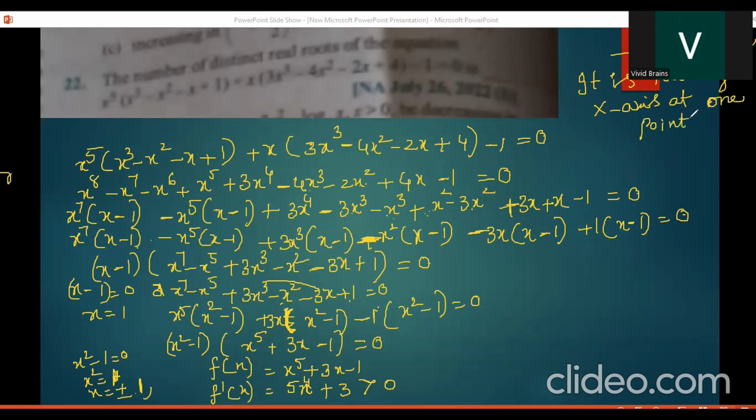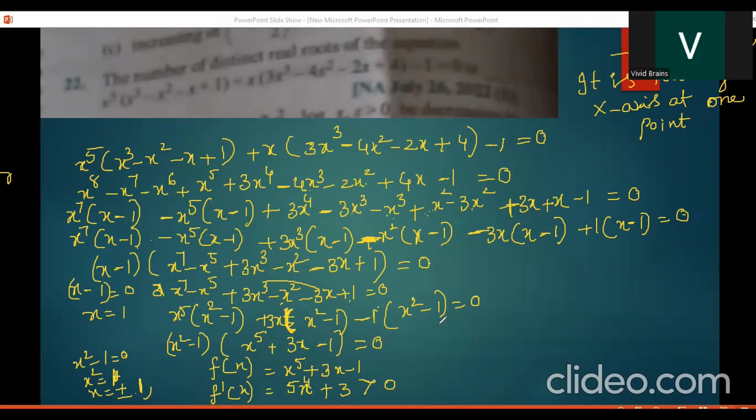What do I say from this? We have here, it is going to touch the x-axis at any one point. So what do I say from this? It is touching the x-axis. So x is going to be, what are the coordinates can I write?